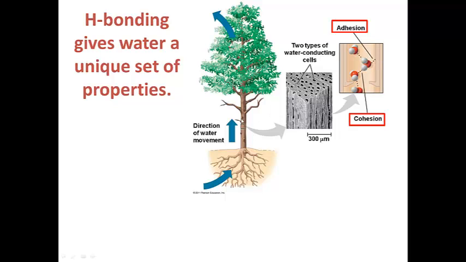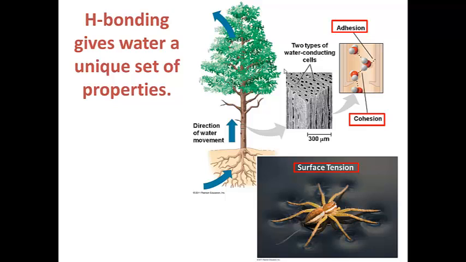This is particularly important for plants because these properties of cohesion and adhesion allow water to travel up the trunk to the leaves. These hydrogen bonds also allow water to exhibit the property of surface tension. So here you can see a spider that is gliding across the top of the water due to surface tension. Surface tension is described as the difficulty of breaking the surface of the water because the water molecules are attached to one another via hydrogen bonding.